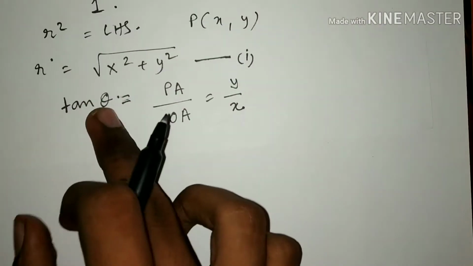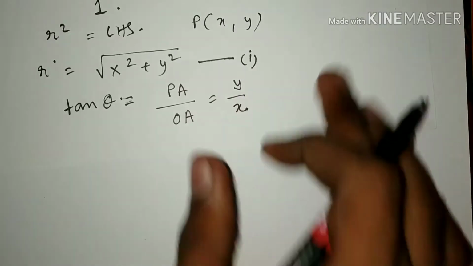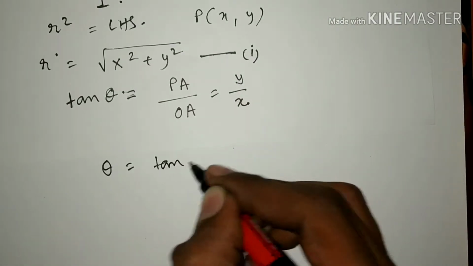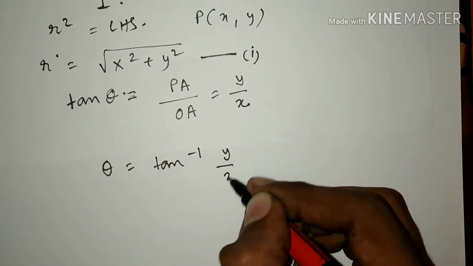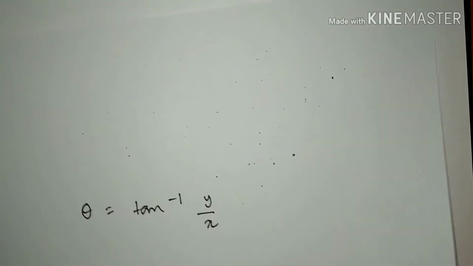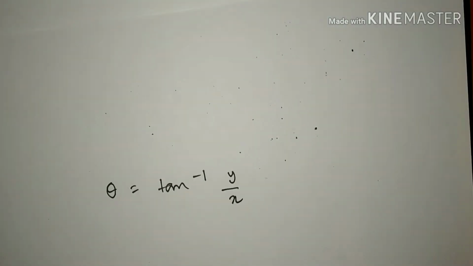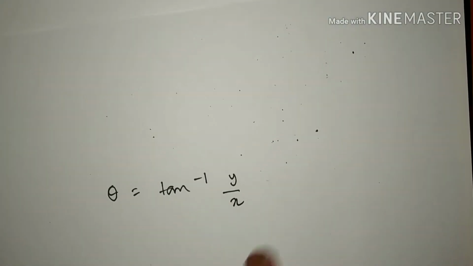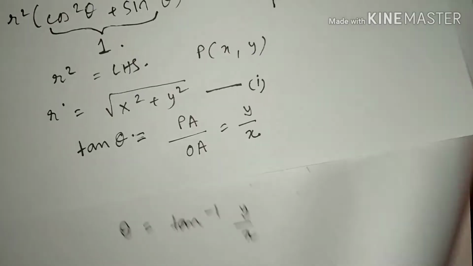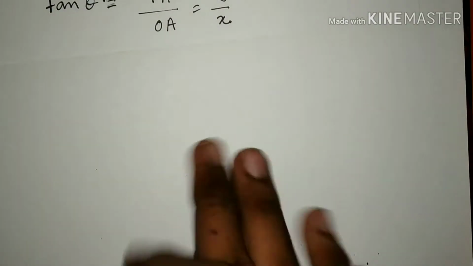Now if tan theta equals y by x, then we have the value of theta as the inverse tangent of y by x, right? So if tangent theta is equal to y by x, then the value of theta is the inverse tangent of y by x. So let's write down the two important formulas that we got, right?